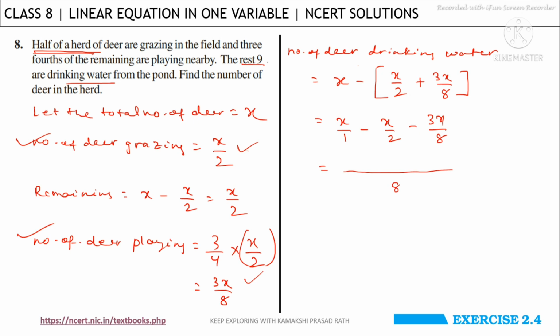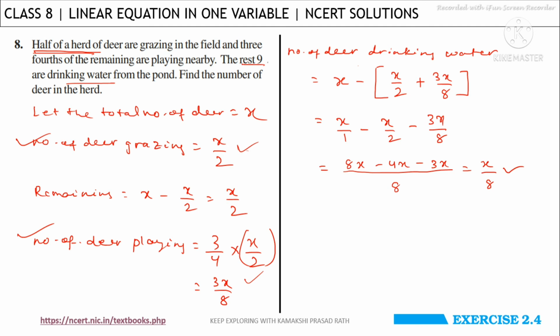So next, 1 into 8 is 8, so x into 8 is 8x. 2 4s are 8, so x into 4 is 4x. 8 1s are 8, so 3x into 1 gives 3x. So 8x minus 4x minus 3x is x by 8. So we have got the number of deer drinking water in the pond is x by 8.